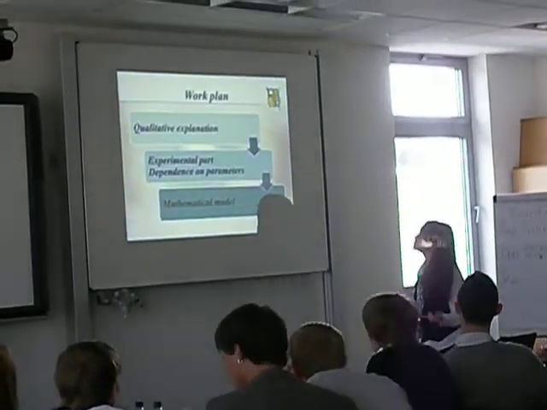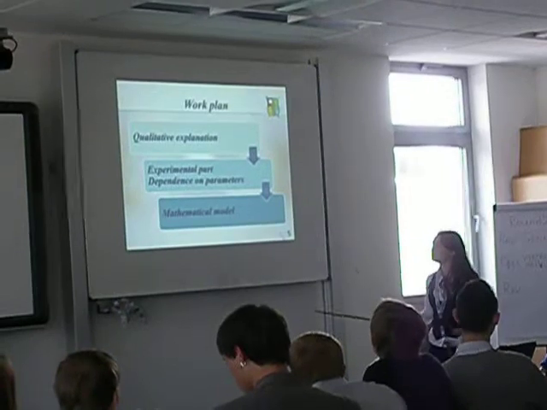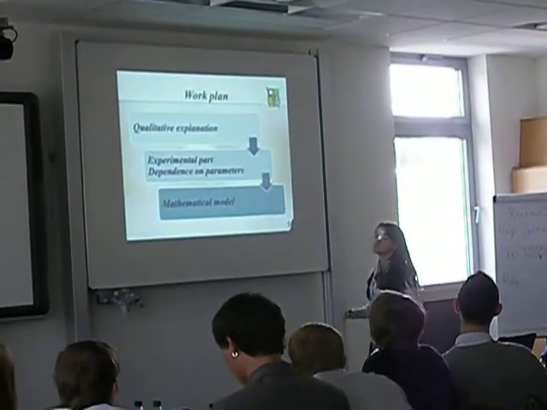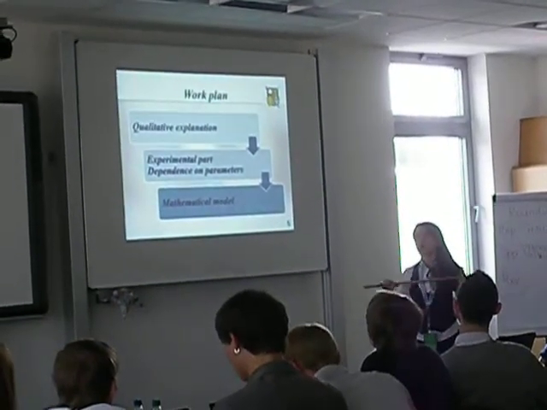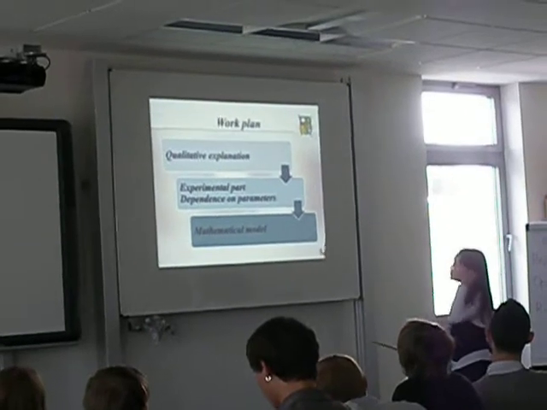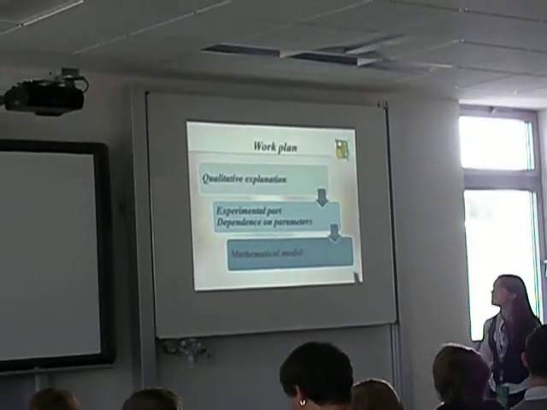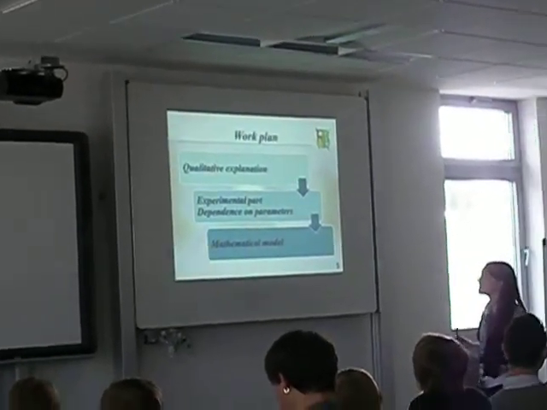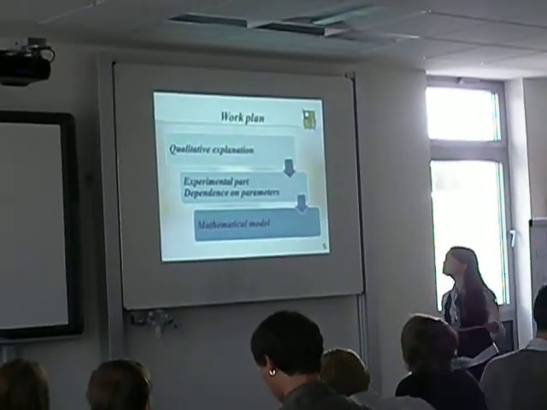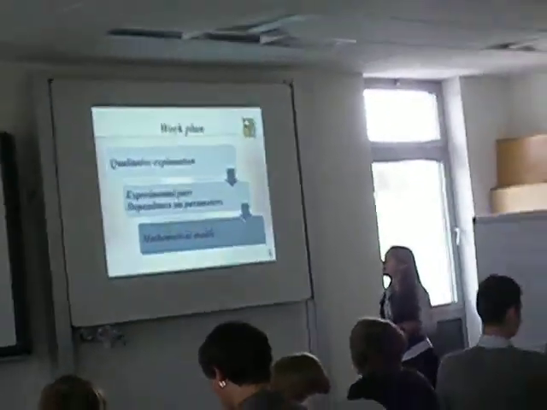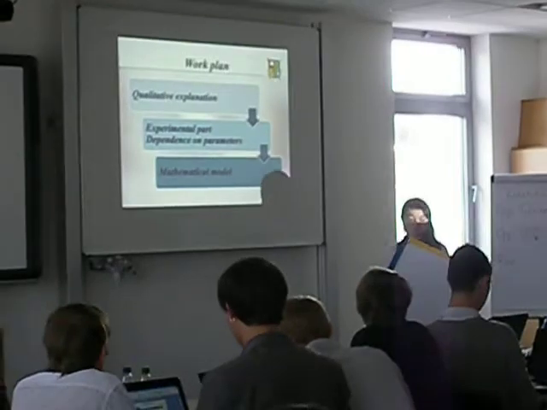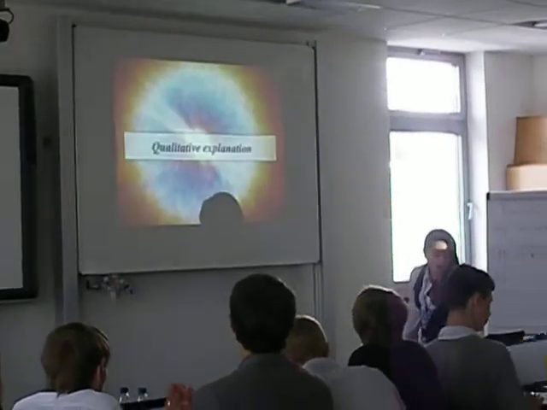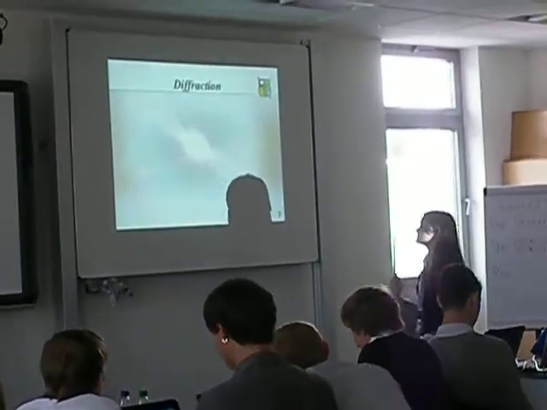At the beginning, we want to present you the plan of our proof. First of all, there will be a qualitative explanation of our phenomenon. After that, we will have the experimental part and understand which parameters have influence on our phenomenon. And after that, we will build a mathematical model which can predict our results. First of all, a qualitative explanation.